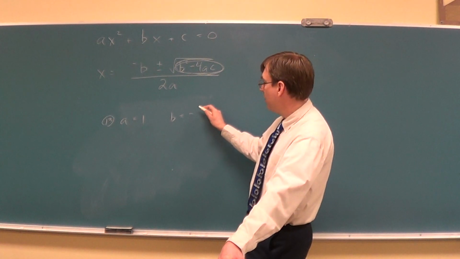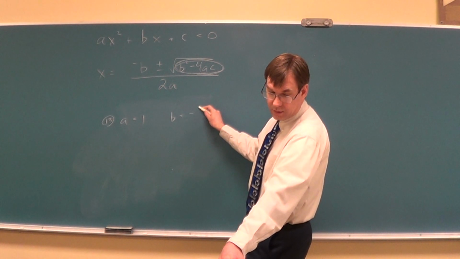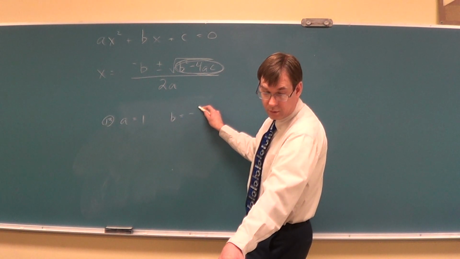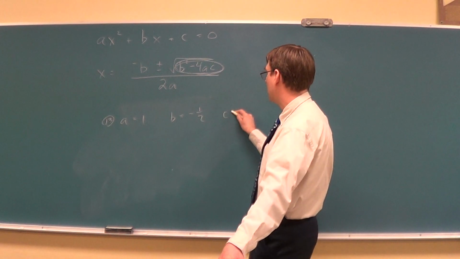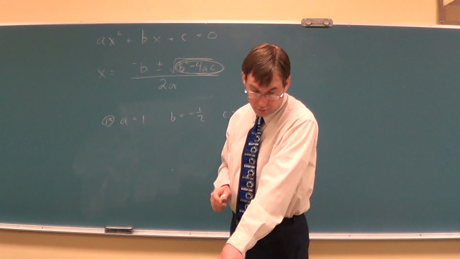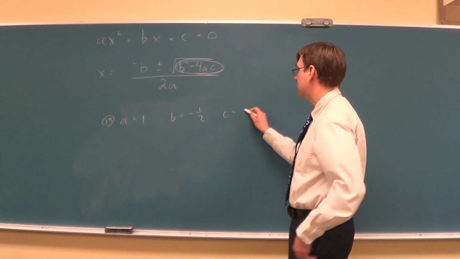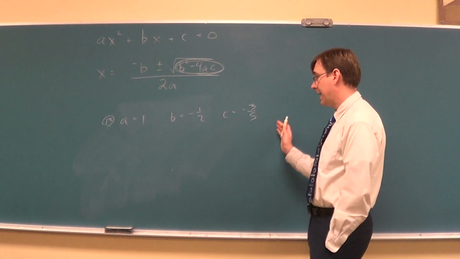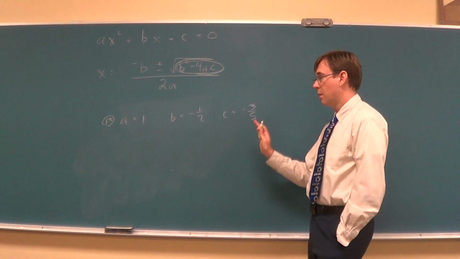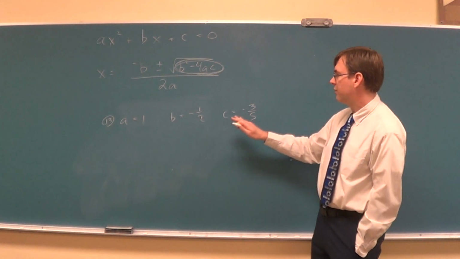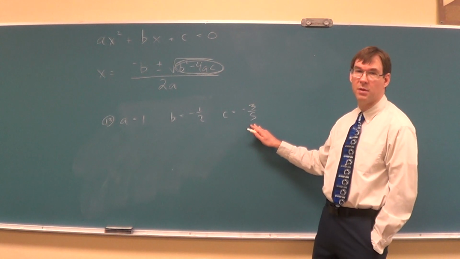So the B is -1.5. -1/2. What's the C? Not 3/5. -3/5. Why -3/5? It's imaginary percentage. We got to get everything to equal 0. So keep the numbers that we have for A, B, and C.